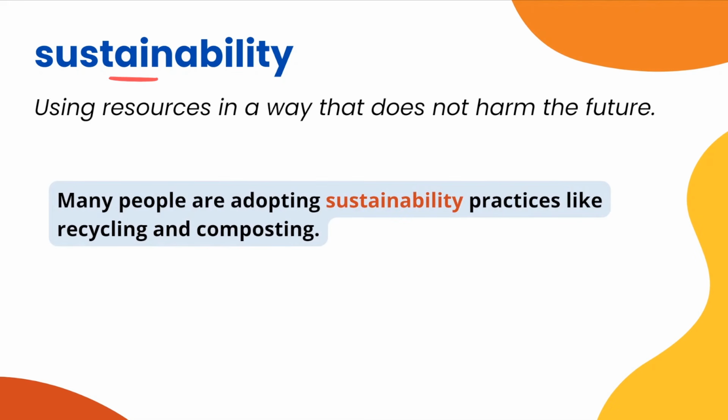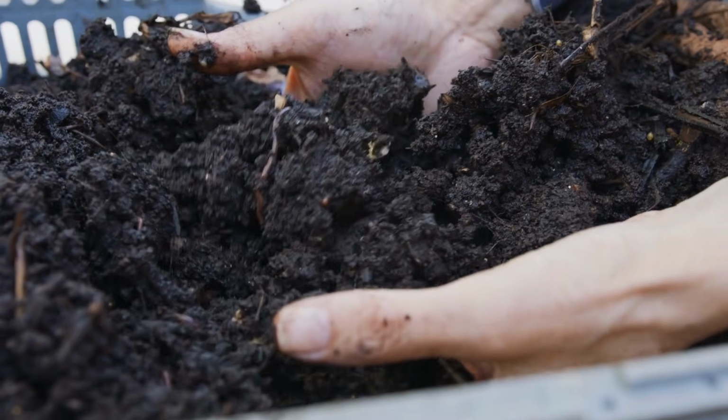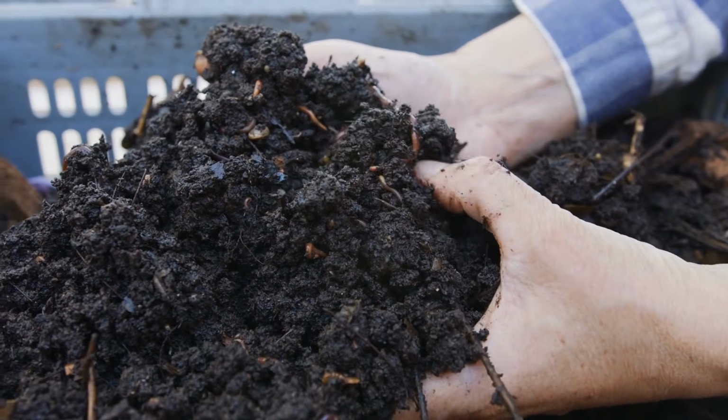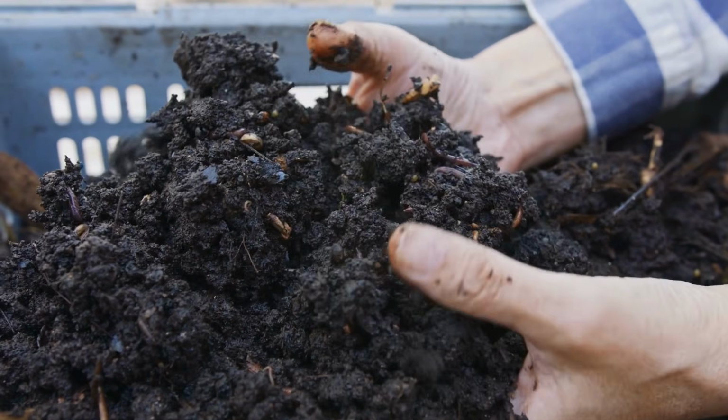Many people are adopting sustainability practices like recycling and composting. So that means that if you recycle plastic, cardboard, you can use it again. Composting is you take your waste food and that can be reused or turned into compost.